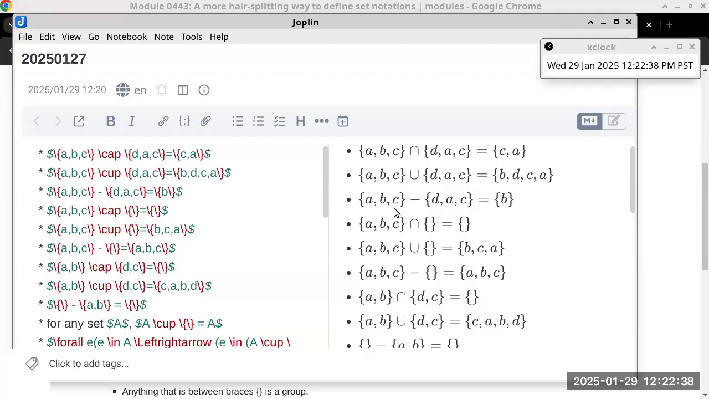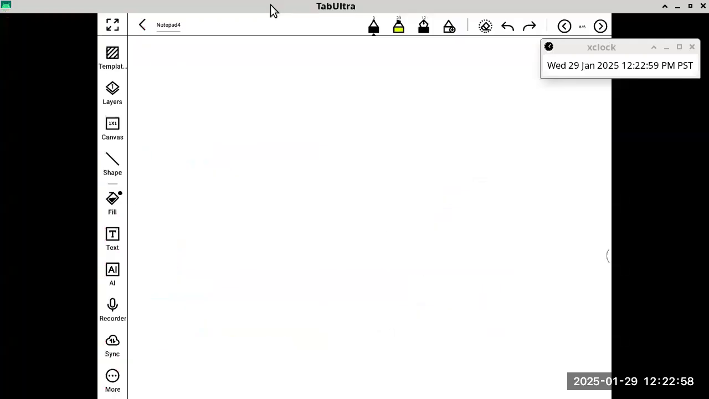Identity. Okay, so I'm going to put it this way. I'll put it in a way that is probably a little bit foreign to some people, but it is probably the best way to put it. So let me start the tablet, because this one is going to be handwritten.